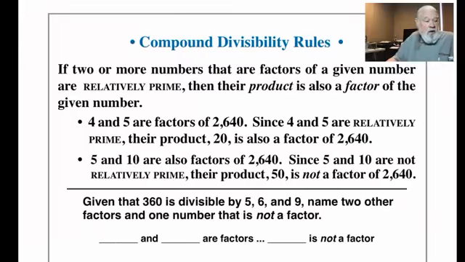Okay, so what we're going to do now is use this idea of relatively prime to help us know when some numbers that are bigger than we've been using so far are actually factors of the given number. So the compound divisibility rules say if 2 or more numbers that are factors of a given number are relatively prime, then their product is a factor as well. So let's do an English translation of that. And on my whiteboard, let me get that number down. Okay, whiteboard, please. There we go.